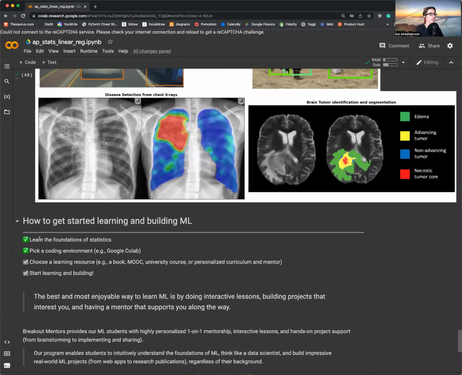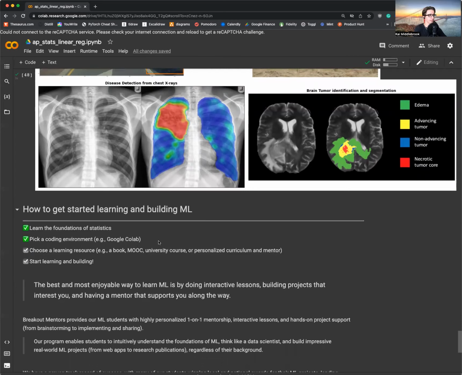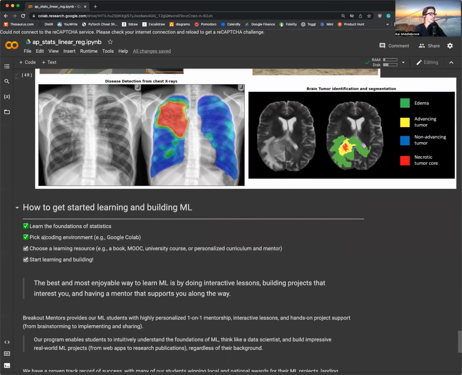So it's recommended that you learn the foundations of statistics, which you've already done if you've completed AP stats. And then the next thing you're going to need is to pick a coding environment. The coding environment I'm using here is Google Colab. So you've already completed 2 of the 4 steps. And then the last 2 are very important.